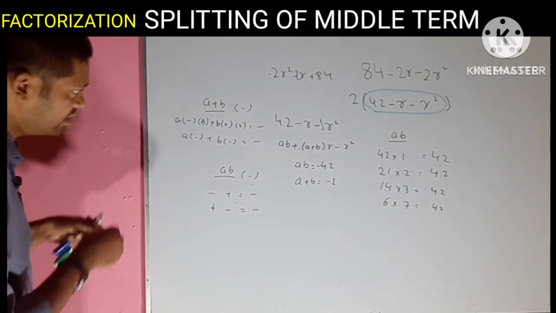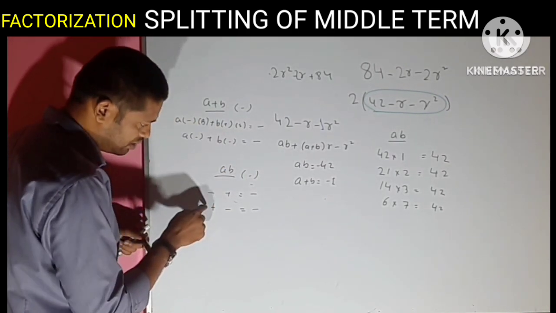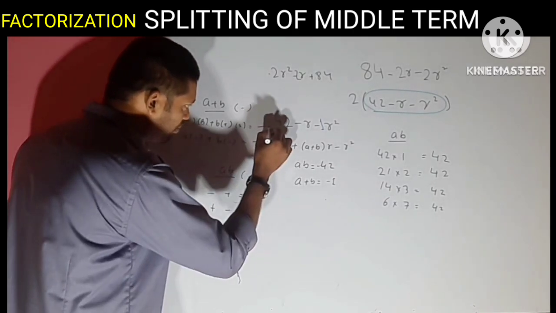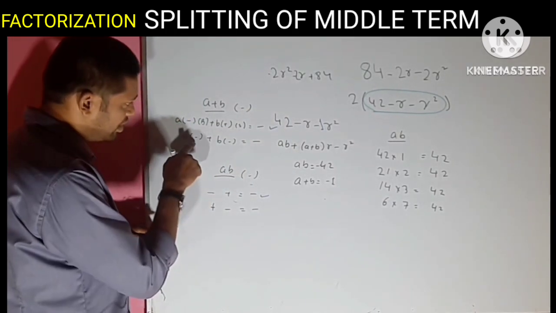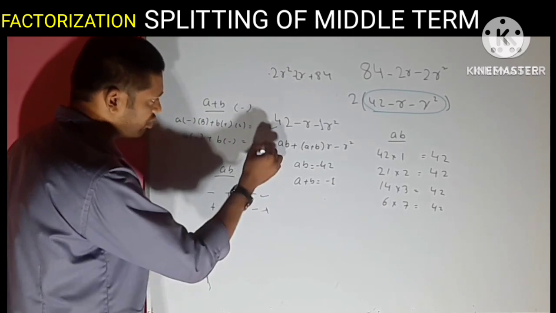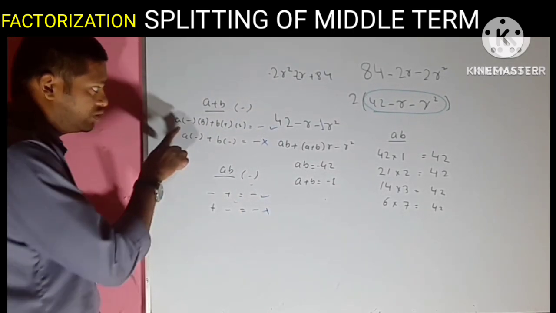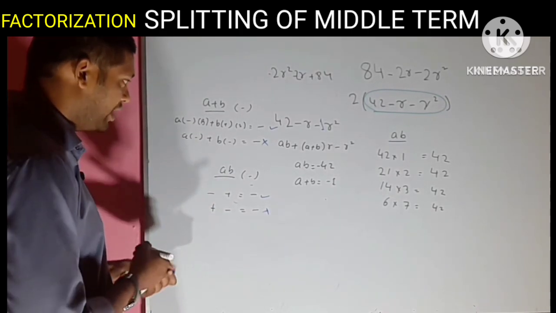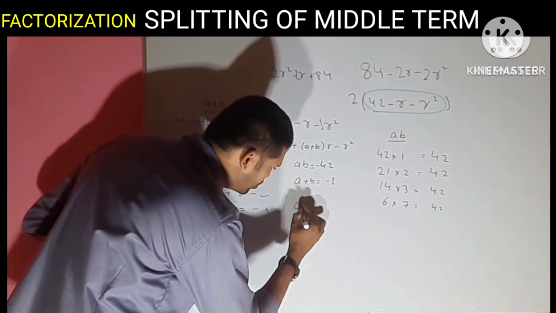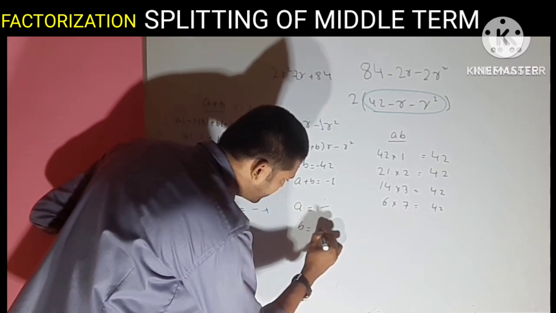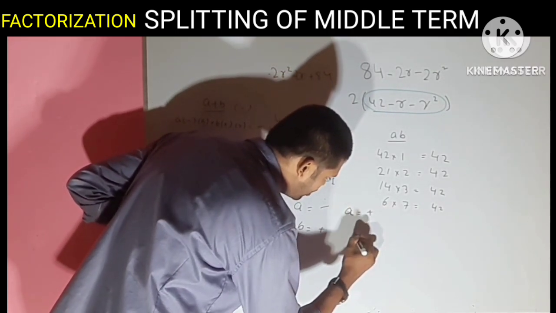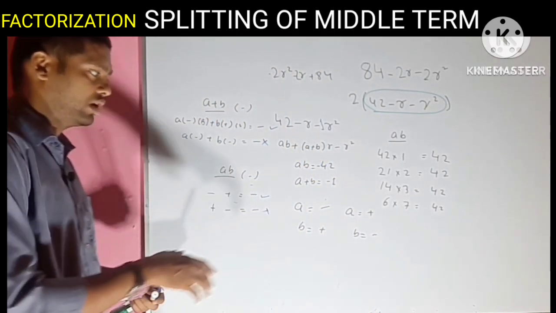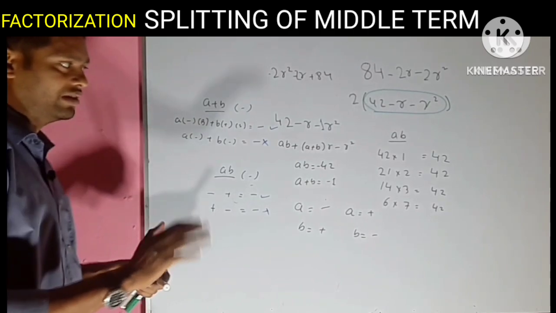Now we'll see which condition is satisfied. Minus plus is getting satisfied. Minus times plus is also satisfied. Minus minus is not satisfying. So what is satisfied is that one should be minus and one should be plus. One should be plus, one should be minus. We don't know which one is plus or minus; we'll decide after deciding the numbers. So this is the condition. It can be anything.